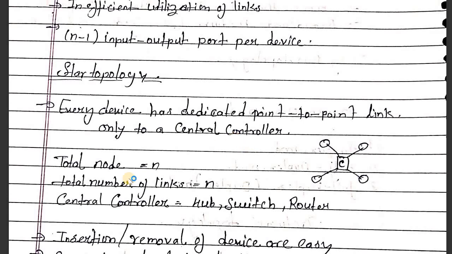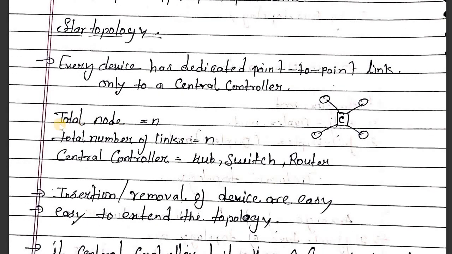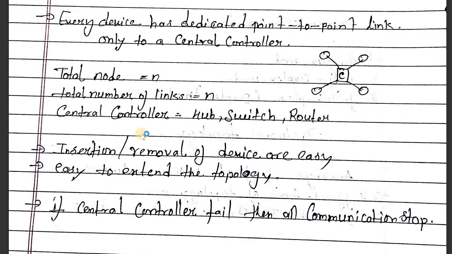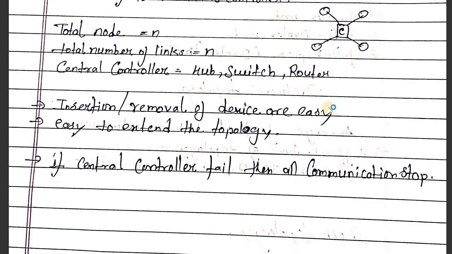The other is star topology. In star topology, there is a point-to-point connection with the other nodes, but there is a central controller. If there are a total of n nodes, say 4 nodes, there is one central controller which will control the communication. The central device must be a hub, switch, or router. Anything can be the central device.